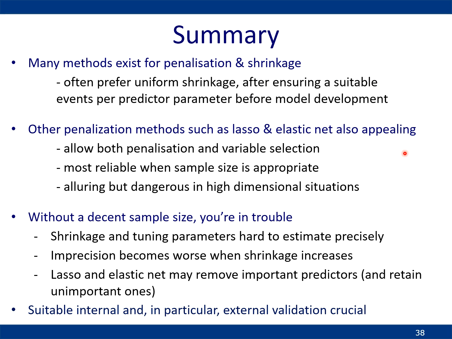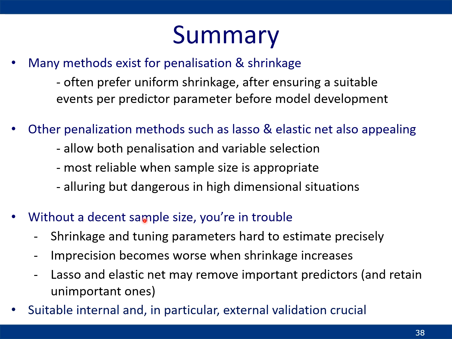So in summary, I hope it's been quite a fascinating lecture for you. You will have heard of these modern methods such as the lasso and elastic net, and often they are seen as the solution to all our problems in this field, but they really are not. They are useful and have worth in situations where sample size is appropriate. Similarly, uniform shrinkage has worth in that situation. They're all good methods to think about when the sample size is appropriate. Lasso and elastic net, of course, are appealing because they allow both penalization and variable selection, but they are dangerous in high dimensional situations because they let you do something that you probably shouldn't be doing in the first place.